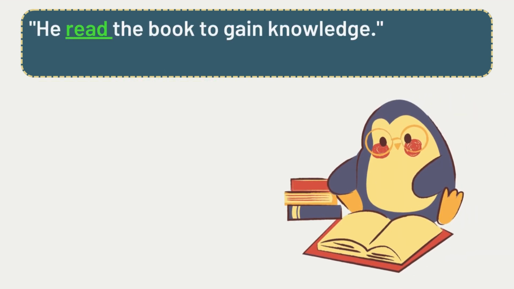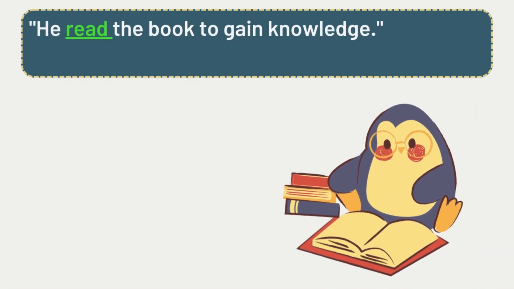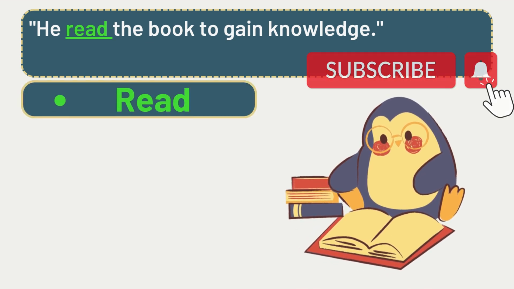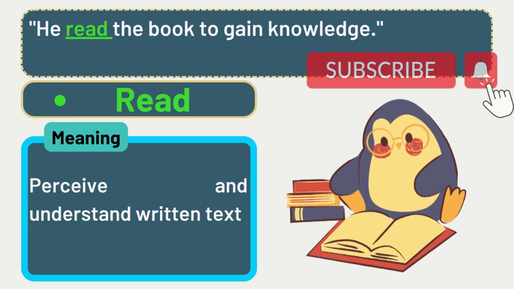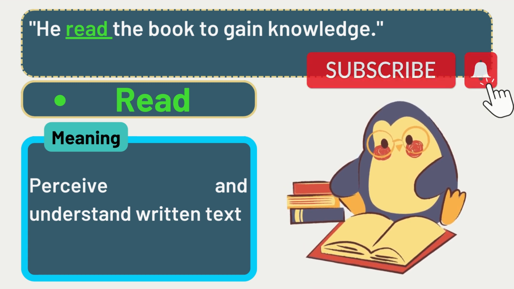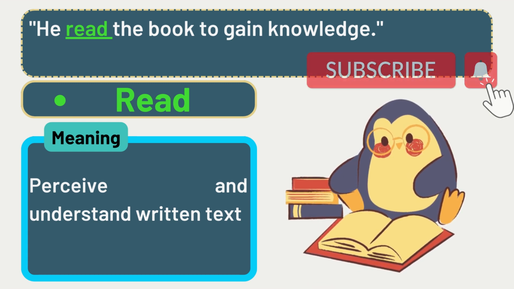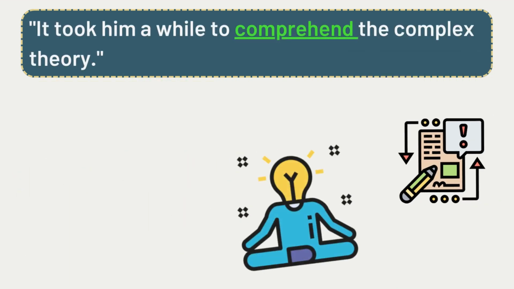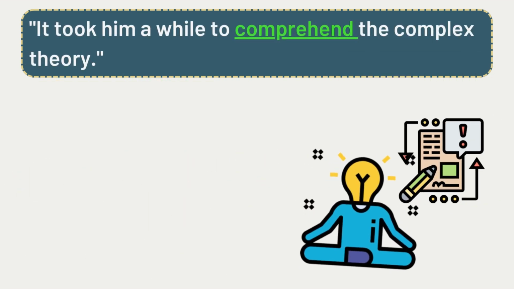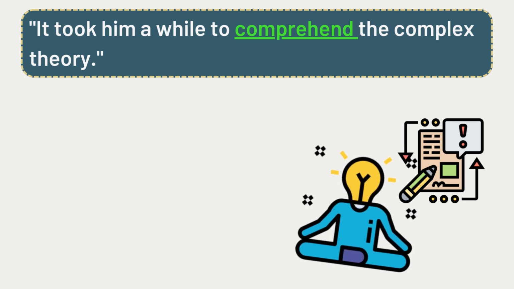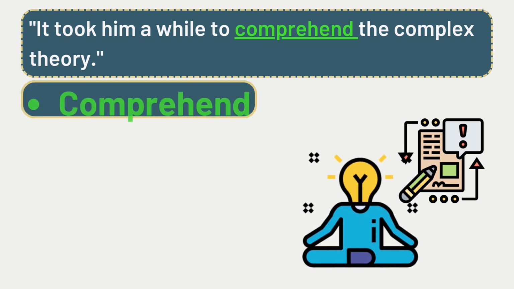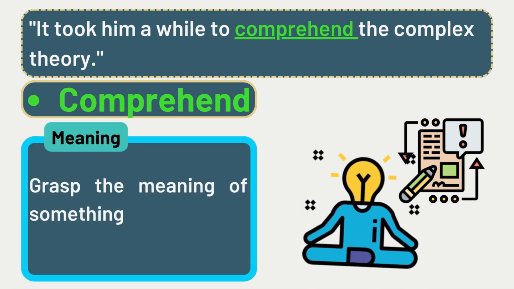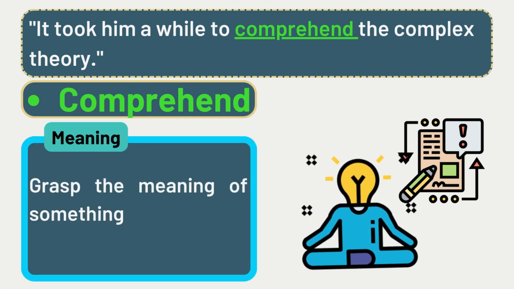He read the book to gain knowledge. Read. Perceive and understand written text. It took him a while to comprehend the complex theory. Comprehend. Grasp the meaning of something.